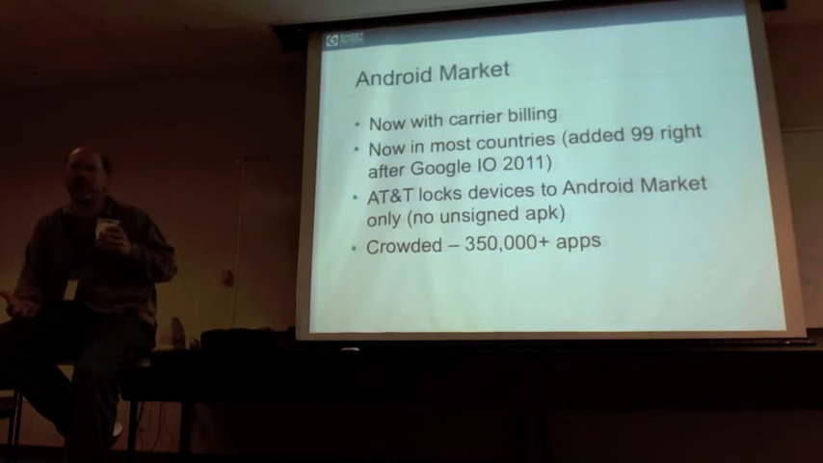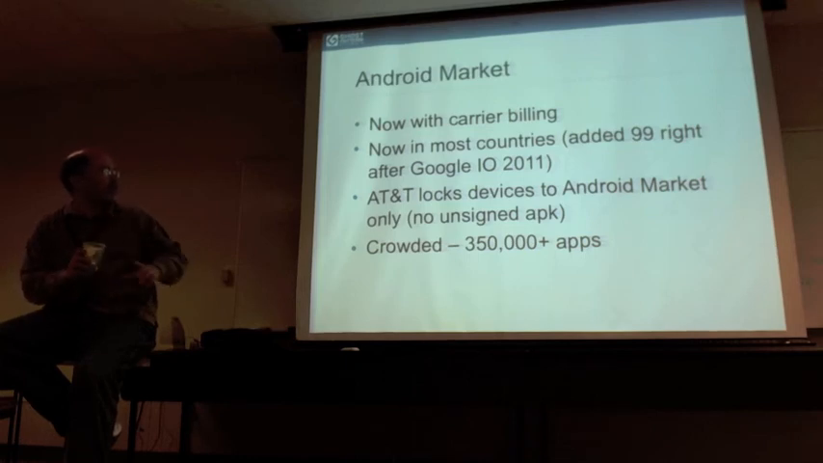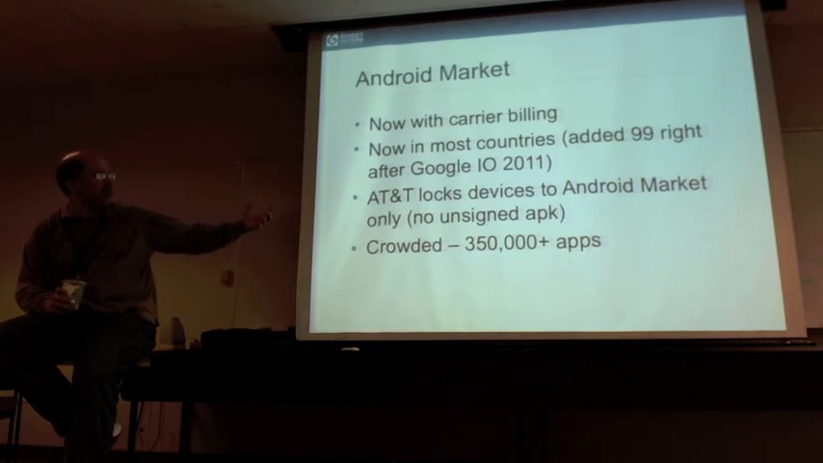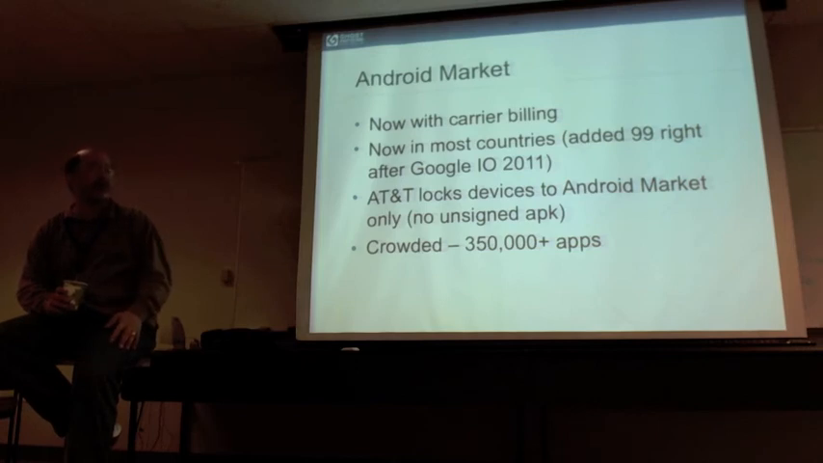So this is the obvious, easy way to distribute your app. Now with carrier billing, awesome, in most countries. Interesting thing to note is that AT&T seems to lock their devices into Android Market, so no unsigned APK. So AT&T guys can't participate in an unsigned, upload it to your website beta kind of thing. And they've announced they're going to change that, actually. Oh, really? Hey, that's good to know.